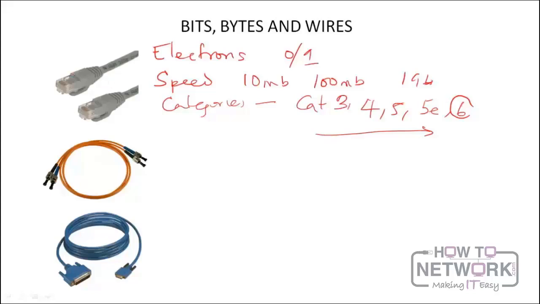You can easily make this copper Ethernet cable yourself by just getting the connectors and buying the cables and trying to crimp them together, or you could just buy them. They are readily available and they are pretty cheap.